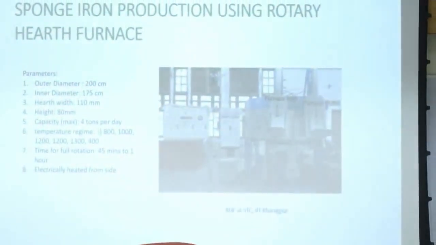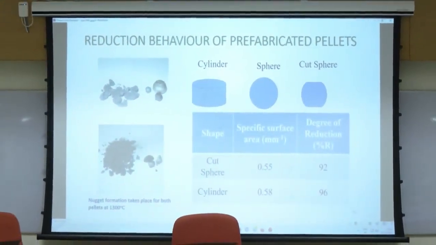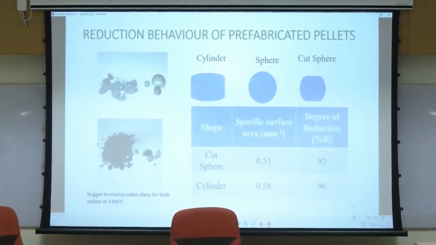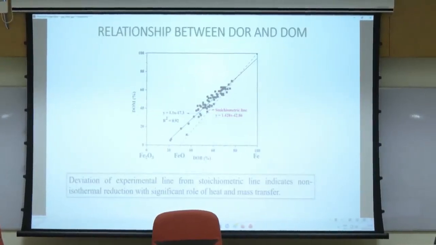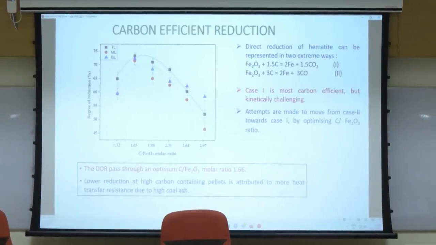Because of time limitation, we have also done sponge iron production using a gas furnace. We have done several experiments. Okay, fine. There also we have seen a lot of heat transfer influences, and then we tried to reduce the heat transfer by optimizing the carbon in the pellets.